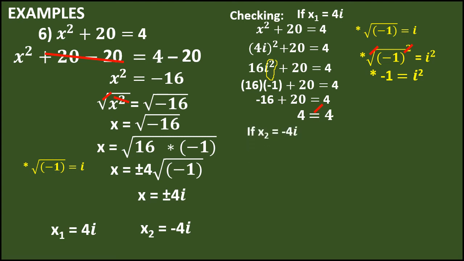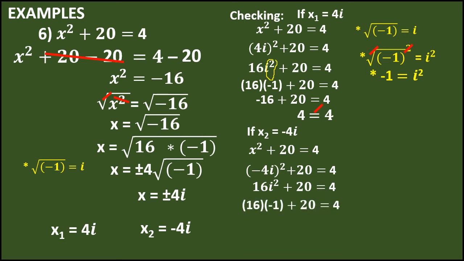Same process. We have to replace or substitute negative 4i for x. We have x squared plus 20 equals 4. Do the substitution. We have the quantity negative 4i, quantity squared, plus 20 equals 4. Again, square negative 4 and i. Negative 4 times negative 4 is positive 16. And we have i squared. So 16i squared plus 20 equals 4.